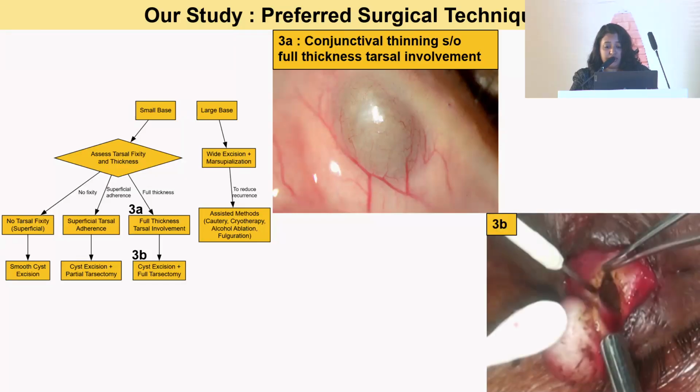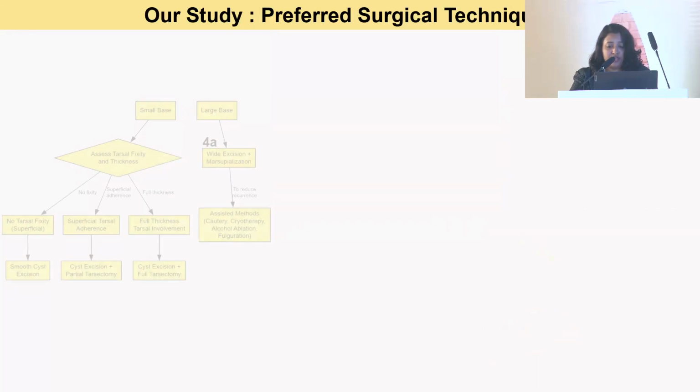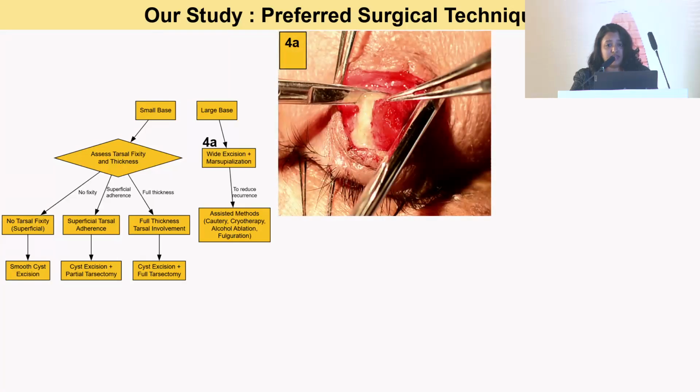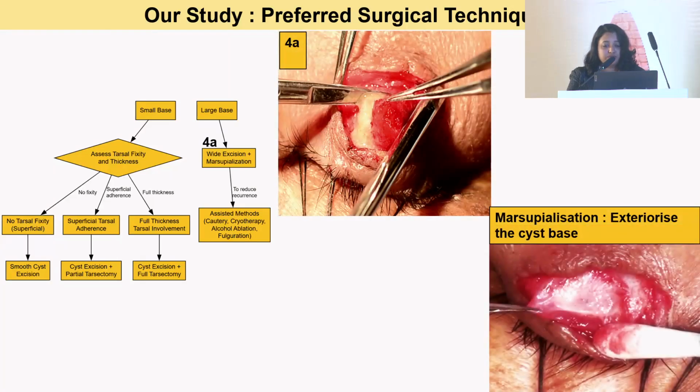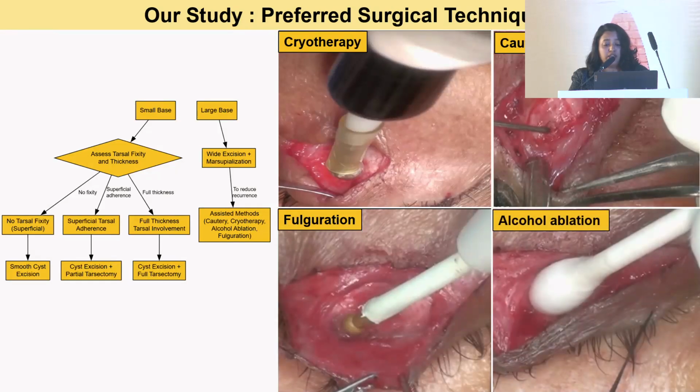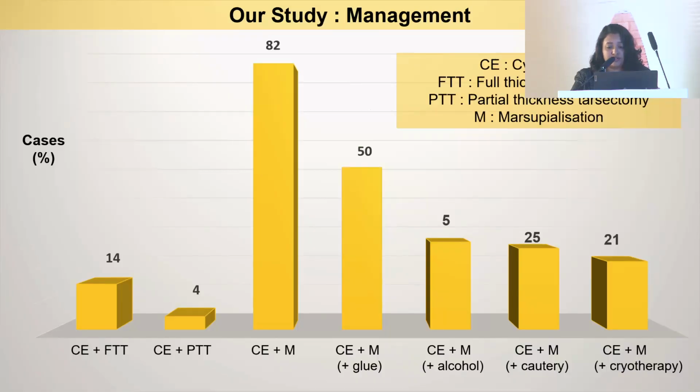While in case of a large base, a full thickness tarsectomy would leave a huge tarsal defect. Hence, marsupialization works best, which essentially means exteriorizing the cyst base. Augmenting marsupialization with either cryotherapy, cautery, fulguration or alcohol ablation or any combination of the above to the base to eliminate any residual cellular lining helps achieve close to zero recurrences. This is a summary of the preferred surgical techniques used to manage our cases.